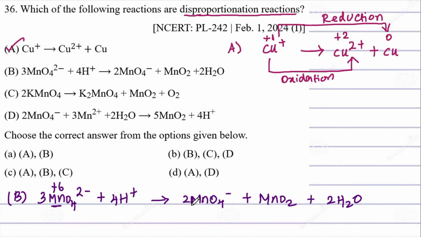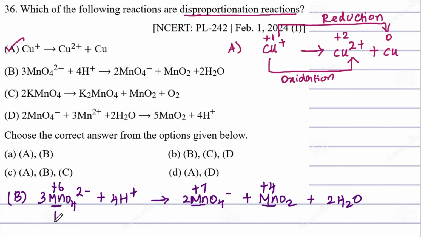Now we will find the oxidation state of manganese in the products also. X minus 2 into 4 equal to minus 1. X minus 8 equal to minus 1 and the value of X is plus 7. So in this MnO4-, the oxidation state of manganese is plus 7. Then in MnO2, X minus 2 into 2 equal to 0. X minus 4 equal to 0 and the value of X is plus 4.